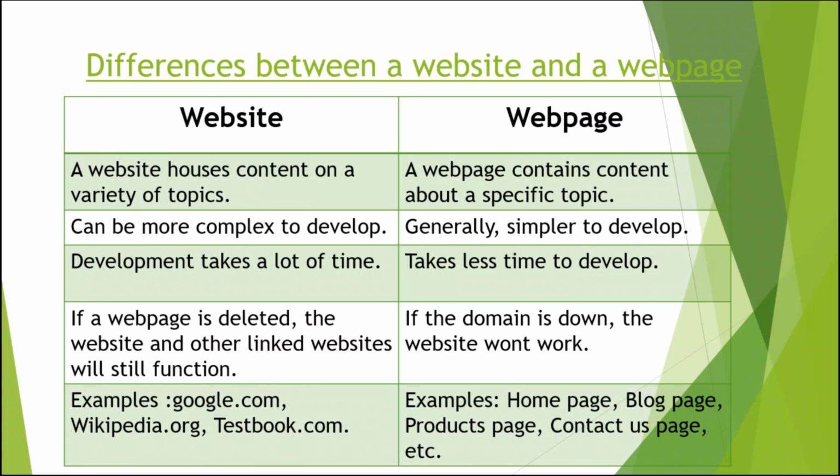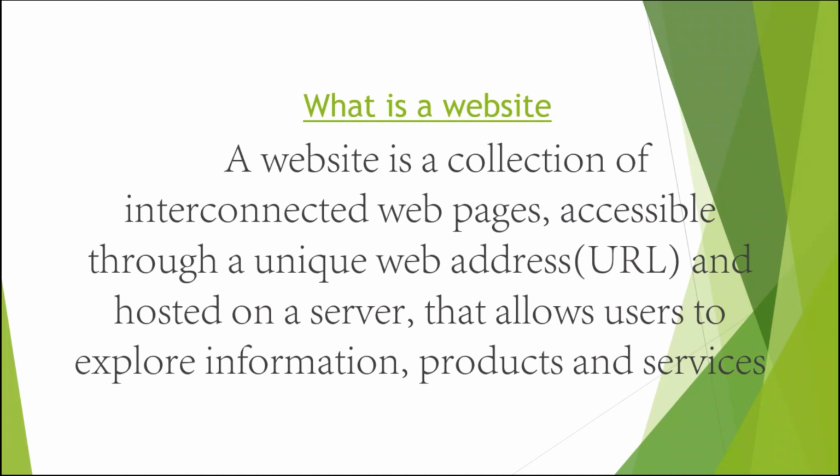So without further ado, we have the differences between a website and a web page. That's the second part of this lesson. We have a website in one column and a web page in a different one, and we're going to be contrasting them. We read the first part of a website, then go to the next part of a web page. So the first thing is that a website houses content on a variety of topics, while a web page contains content about a specific topic.